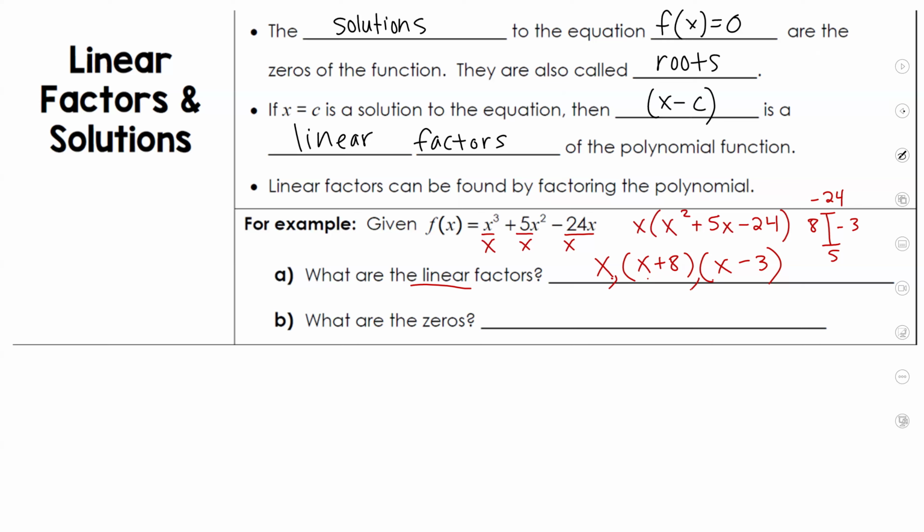Now what are the zeros? You set these all equal to 0 and solve. So set that equal to 0, you get x equals 0. Set this one equal to 0, what do you get? Good, x is -8. And what is this one? Yep, x equals 3. Those are your zeros.